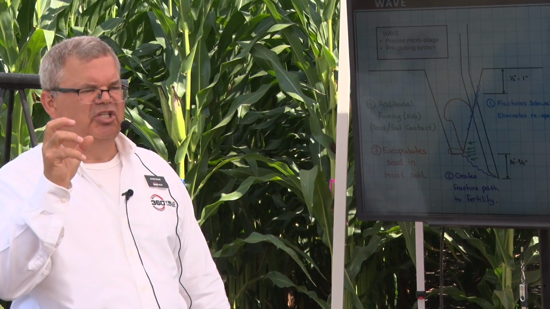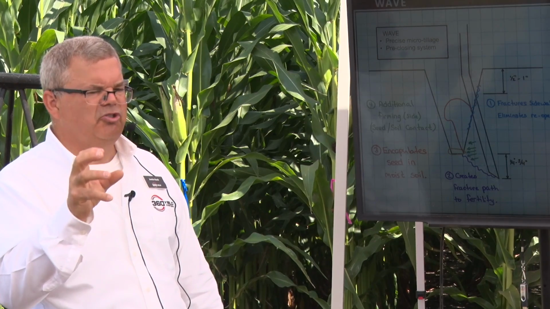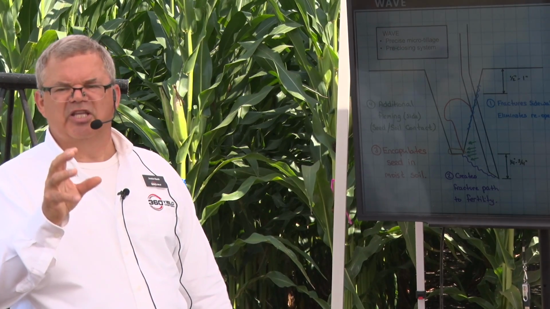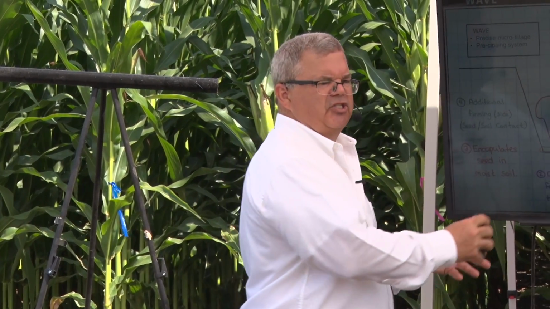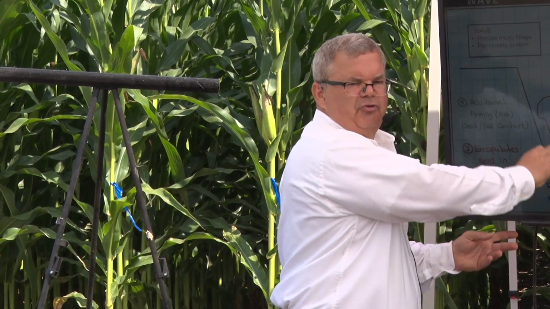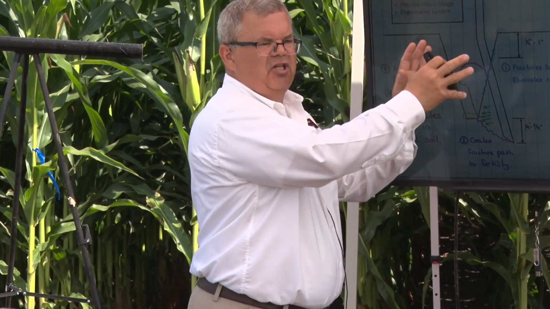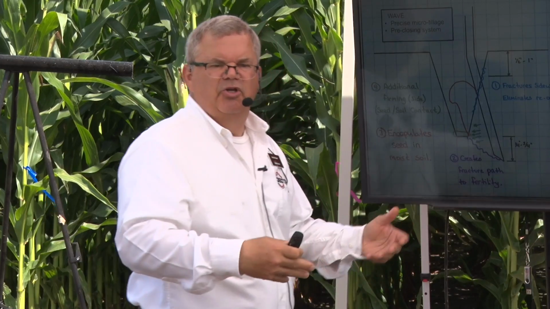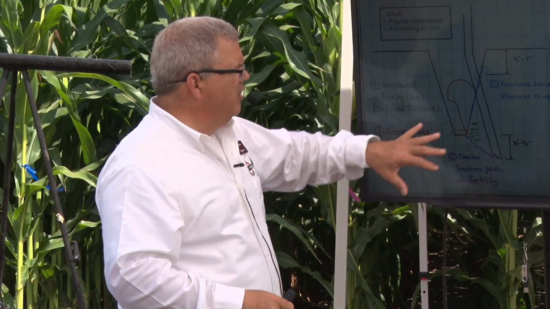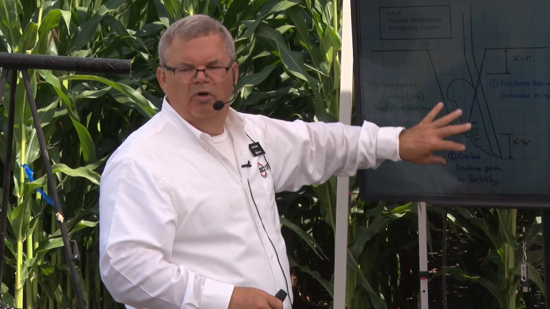I'd like to just propel this notion that we should think of the Wave as a pre-closing system. Okay? The hardest work that a closing system has to do is the bottom third of the trench, right? It's easy to close the top 2/3. It's hard to close the bottom third and get good seed to soil contact. So this is really doing all the work down in the bottom third, and it's doing a pre-closing.